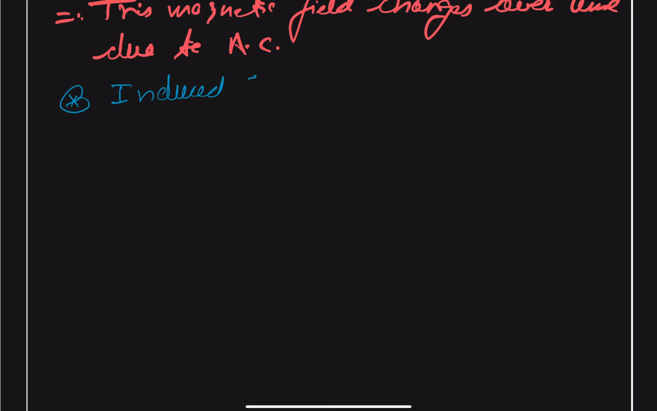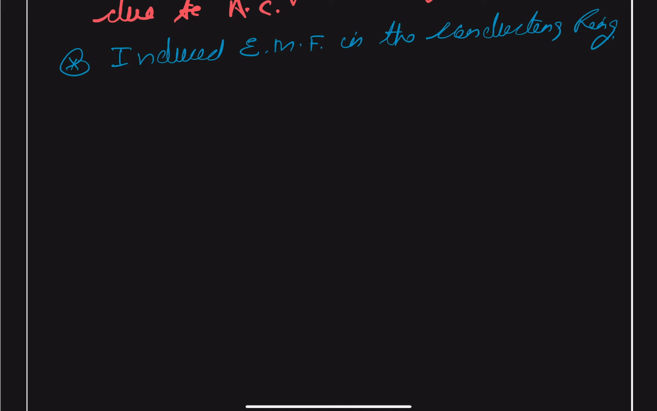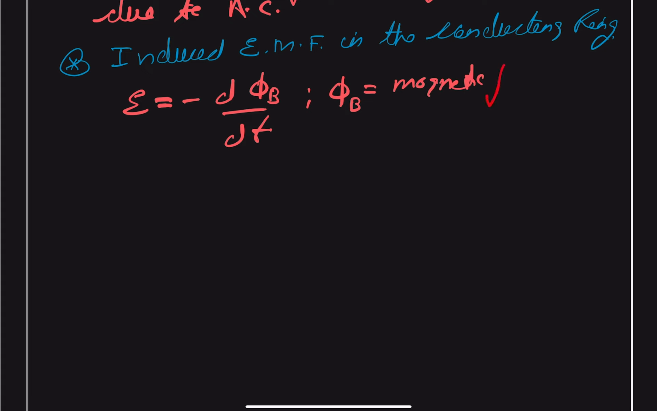Induced EMF in the conducting ring. We can write this as our induced EMF will be equal to minus d phi B of dt, where phi B is the magnetic flux, which will be equal to our B of t, the magnetic field, multiplied by area. And here area is the cross-sectional area of the ring.